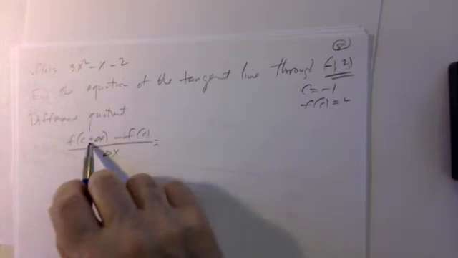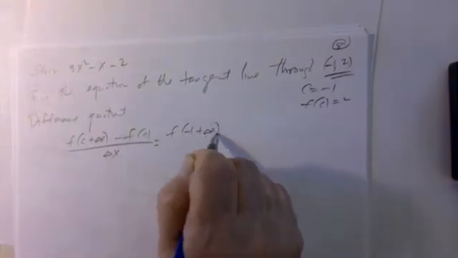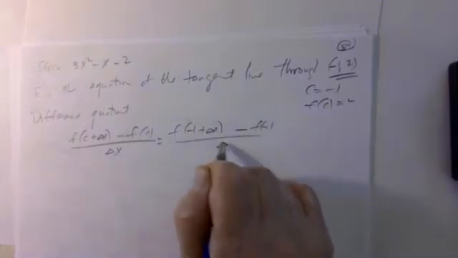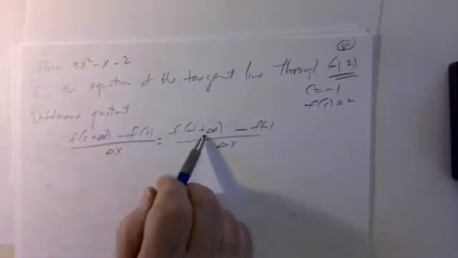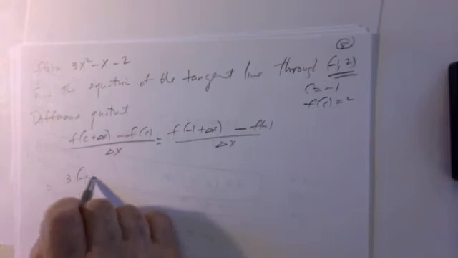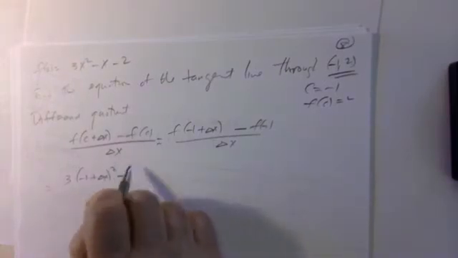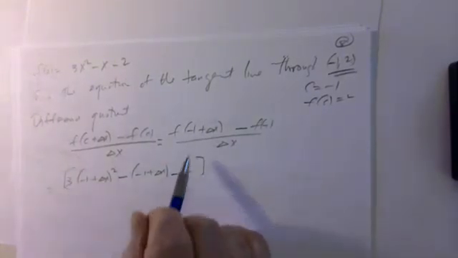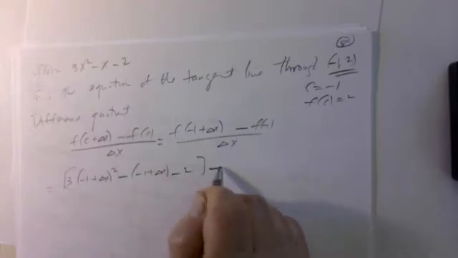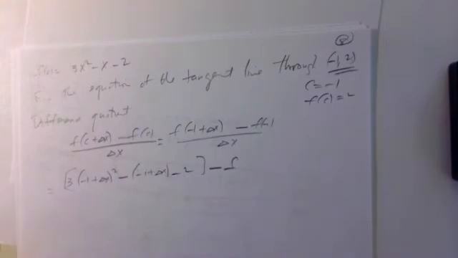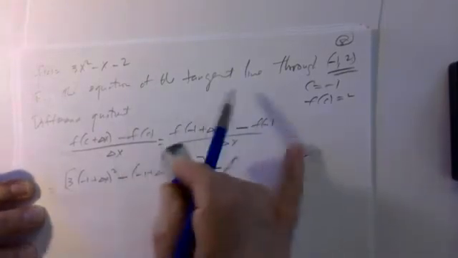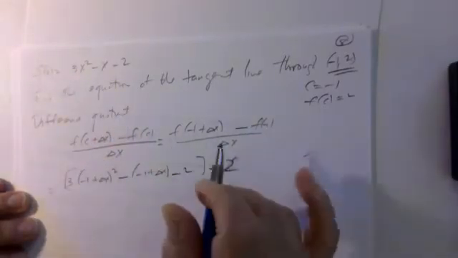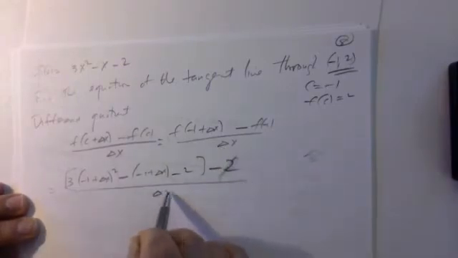This is f of minus 1 plus delta x minus f of minus 1 over delta x. f of minus 1 plus delta x is 3 times minus 1 plus delta x squared minus minus 1 plus delta x minus 2. Right, that's what this is. Minus f at minus 1. When you plug in minus 1, you get 3 plus 1 is 4 minus 2, minus 2, over delta x.